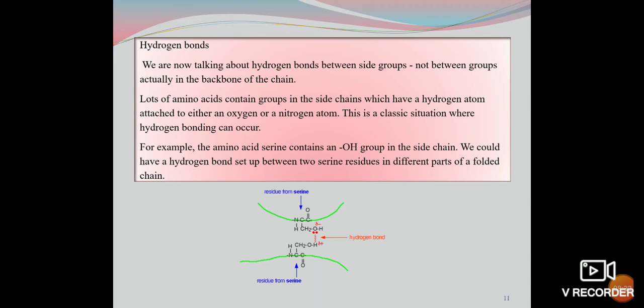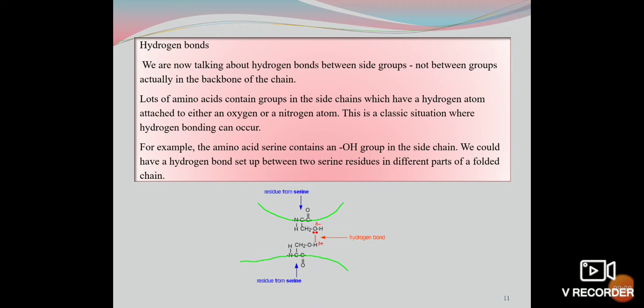The second way in which these occur is the hydrogen bonds. We are not talking about hydrogen bonds between groups actually in the backbone of the chain. Earlier we discussed the hydrogen bonds which were formed between groups held in the backbone of the chain. So these are extra hydrogen bonds in the side groups.